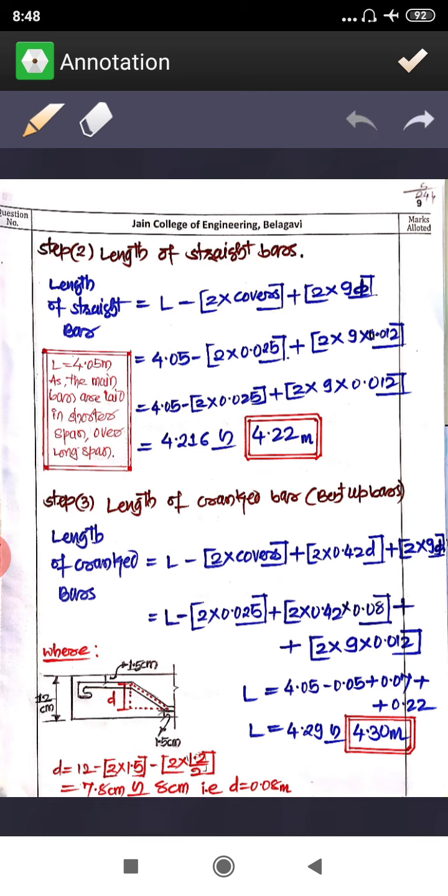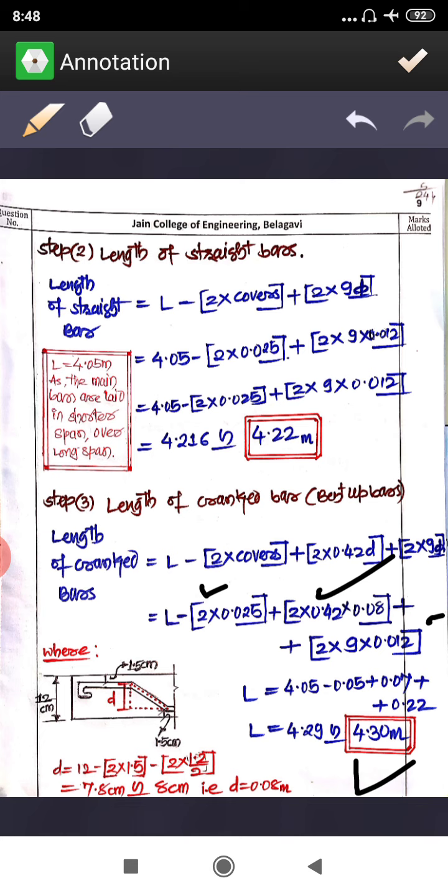Now we are going to determine the cranked bar. Cranked bar means bent up bar. Total span you have to take minus 2 covers, as you did for the straight bars, but here you are going to add extra bar length for the cranked or bent up portion, and then 2 hooks you are supposed to add. That calculation I have shown previously. Here total length is 4.05 minus 2 covers plus 2 bends or cranks plus 2 times 9 dia. So that is going to be 4.30 meters.